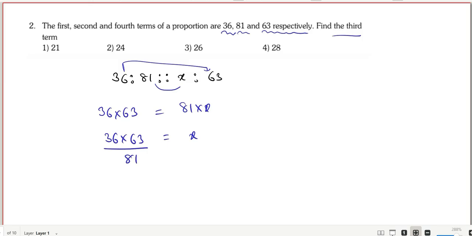This can be cancelled using the table of 9. 9 fours are 36, 9 nines are 81, 9 ones are 9, 9 sevens are 63, so 7 fours are 28. So the value of x is 28. The fourth option is the correct one for this question.